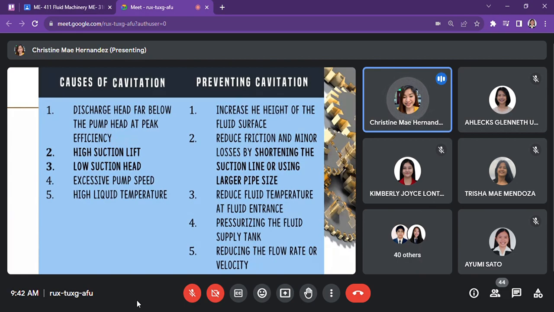So, kaya tayo ay nagpa-plus 1 para ma-reduce din. Di ba? Pipe selection process tayo. So, nagpa-plus 1 tayo para mas malaki din and para ma-prevent din natin yung cavitation. And third one is to reduce the fluid temperature at the fluid entrance. Fourth is pressurizing the fluid supply tank and reducing the flow rate or the velocity.